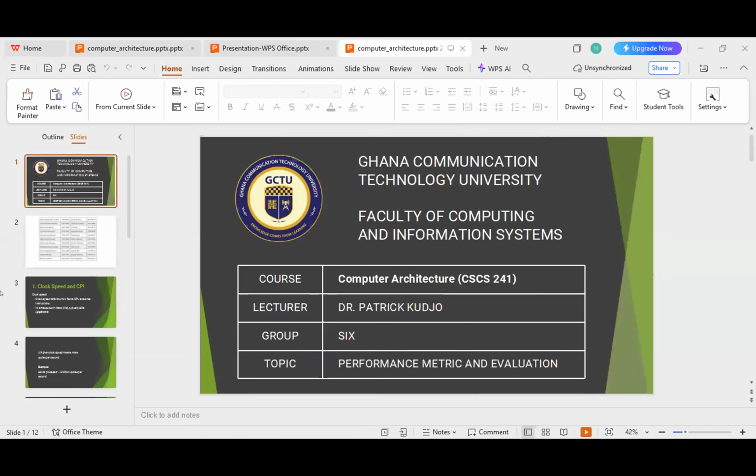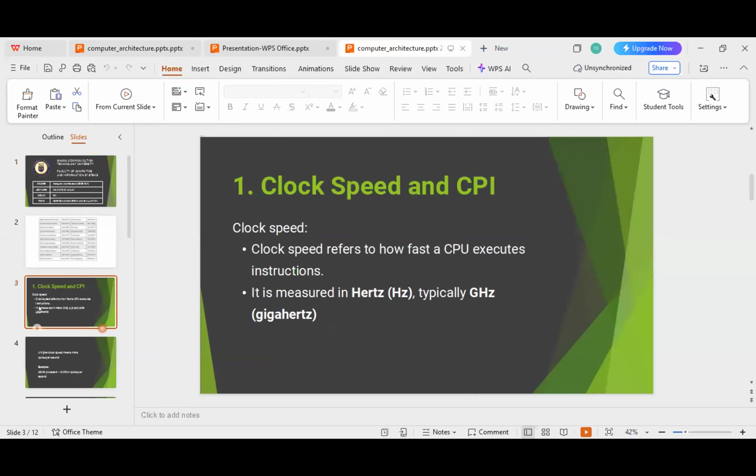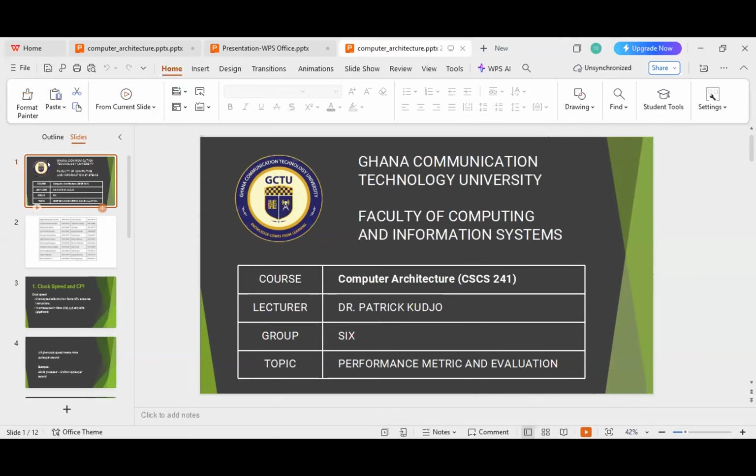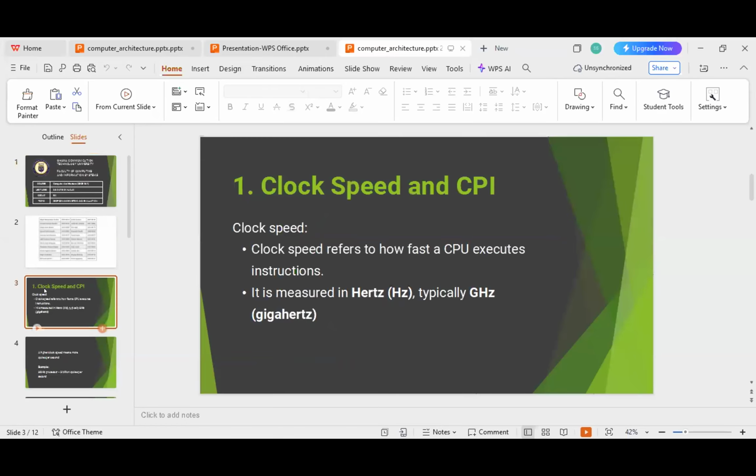Okay, so first of all, we are sorry for the inconveniences. Now we are settled to continue. We are presenting on performance metric and evaluation. So we want to talk about clock speed and CPI.